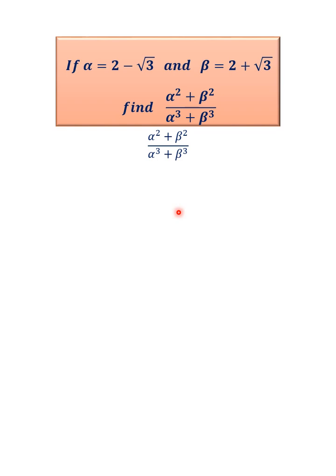What I mean is that we are going to use the identity for alpha squared plus beta squared and the identity for alpha cubed plus beta cubed. Let's dive right into it. For alpha squared plus beta squared, this is the identity we want to use. Alpha plus beta all squared is equal to alpha squared plus beta squared plus 2 alpha beta.